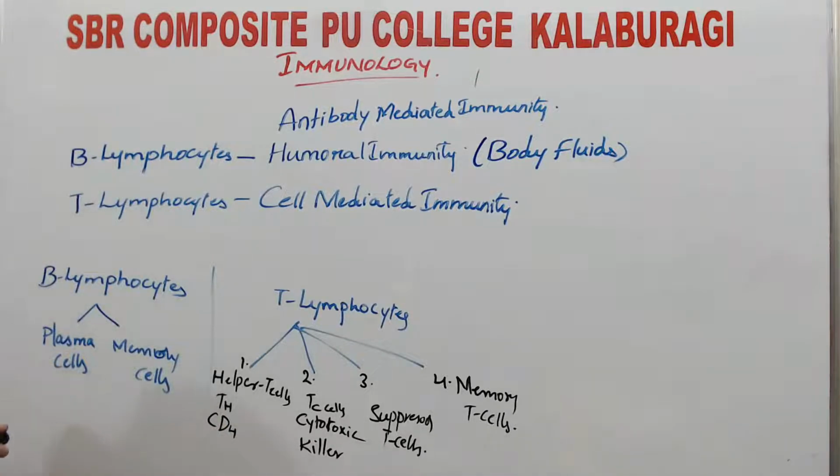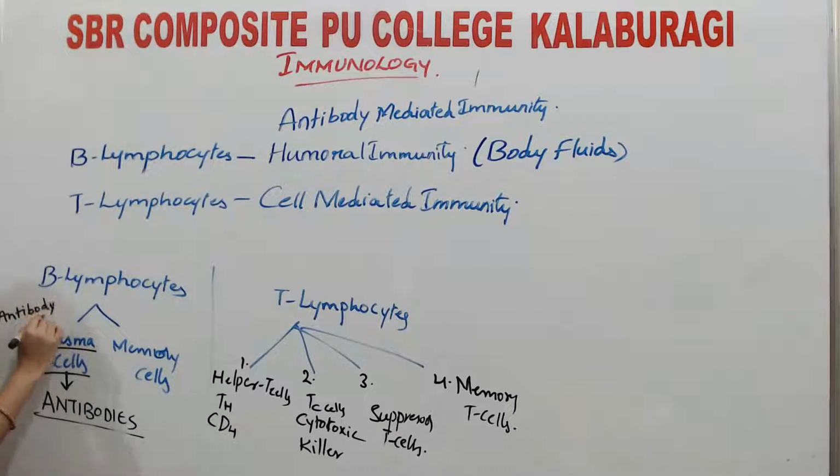The actual cell which helps in production of antibody, which is known as the antibody factory, is the plasma B cell, which is able to produce antibodies. So, expected question here: which cells are known as antibody factories? Among all these cells, plasma B cells are known as antibody factories. Is that clear?